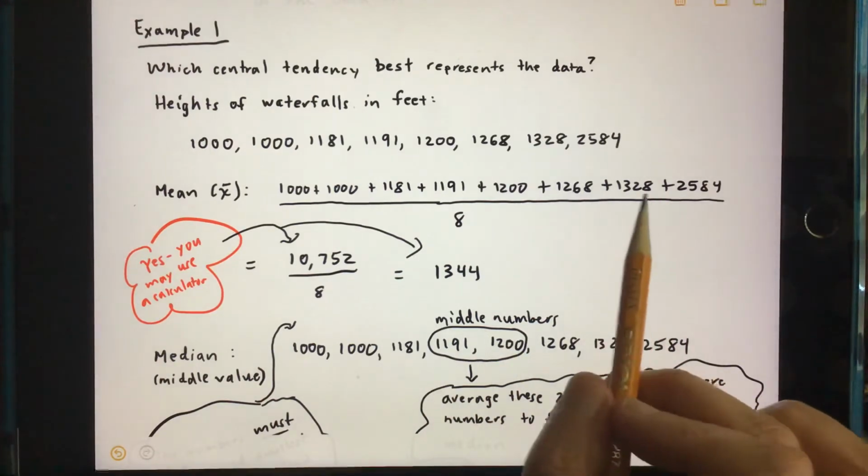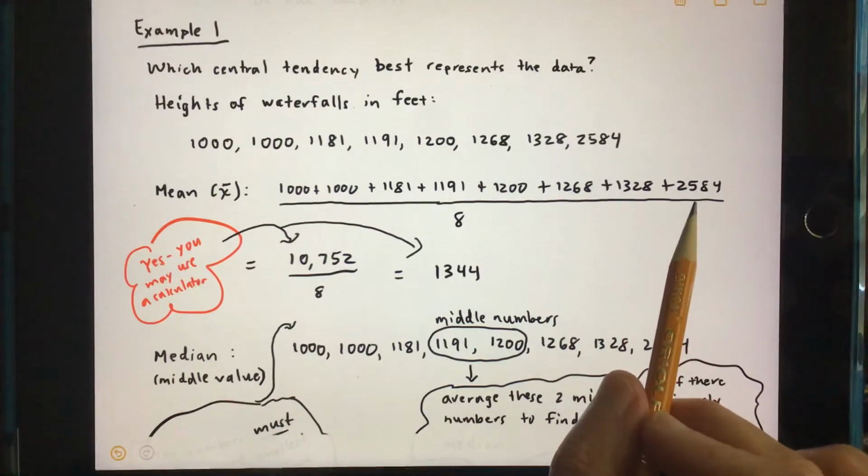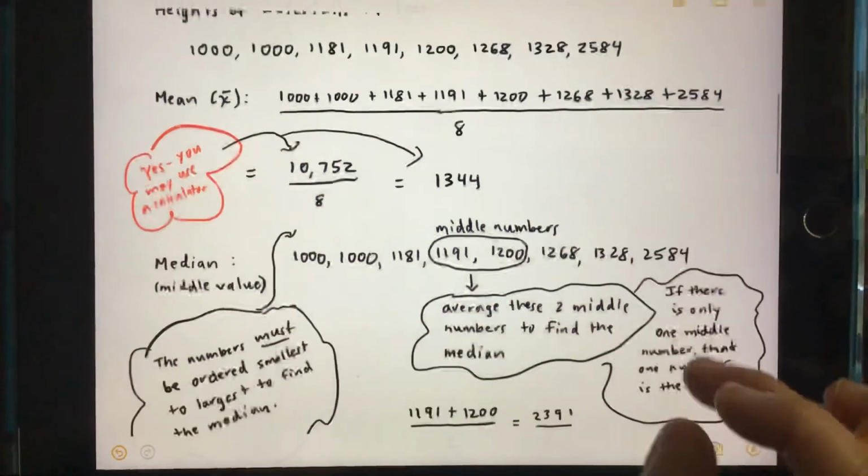And that's above all of these data values except one. There's only one data value that's above that 1,344 average. All the rest of them, all 7 of them, are below that. So that might not best represent the middle of all this data, just because there are so many values that fall below the average.